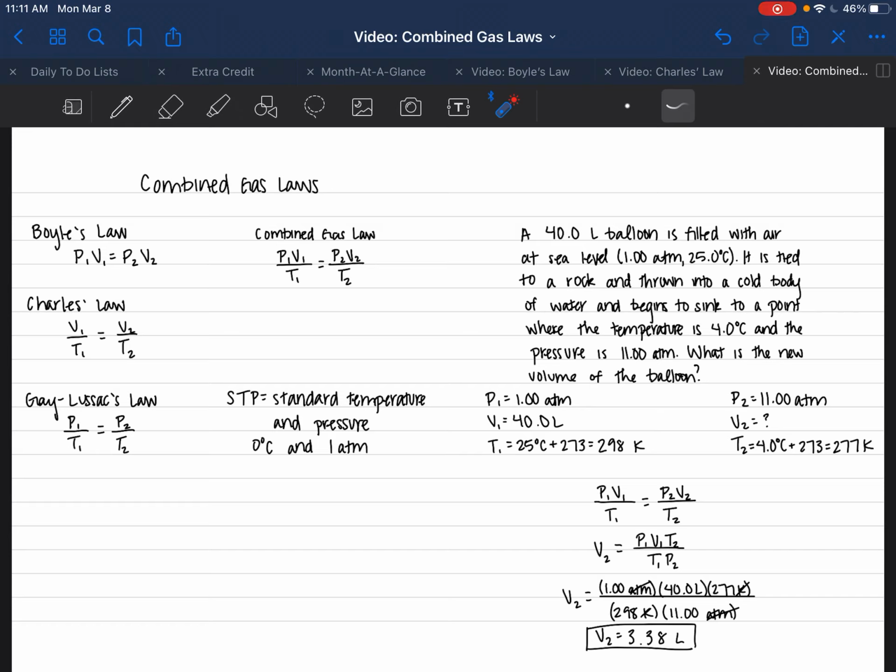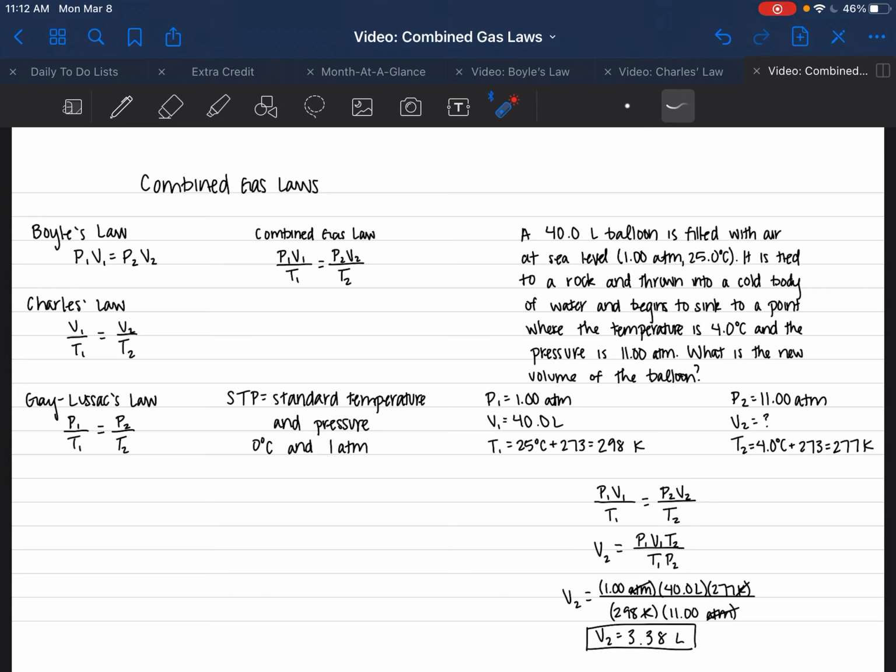You may also see some problems in chemistry that mention standard temperature and pressure, which they call STP. If you're ever given conditions that says you start out with something at STP, all that means is our standard temperature, which is 0 degrees Celsius, and standard pressure, 1 atm. Notice that that's 0 degrees Celsius. You will have to convert that to Kelvin. So keep that in mind when you're working with STP, or standard temperature and pressure.